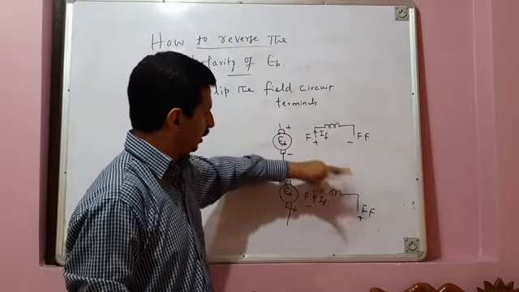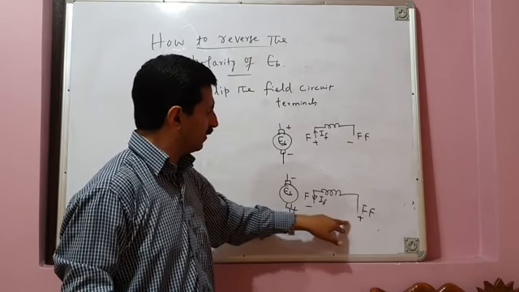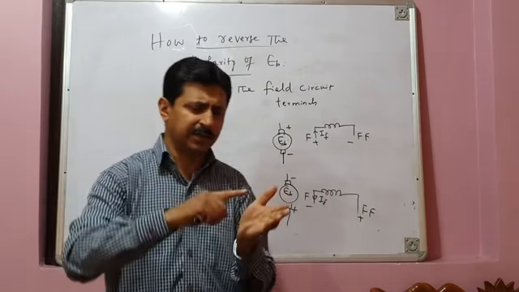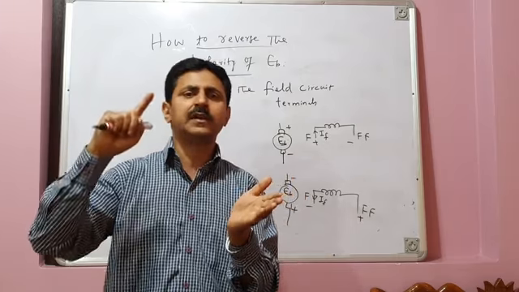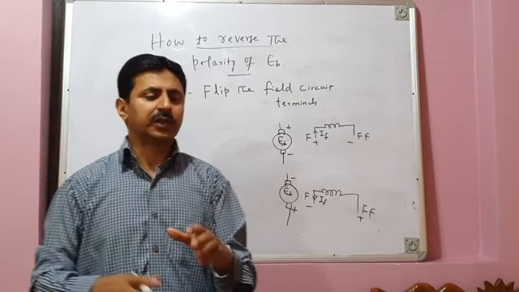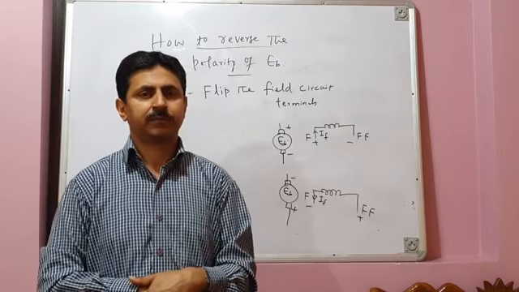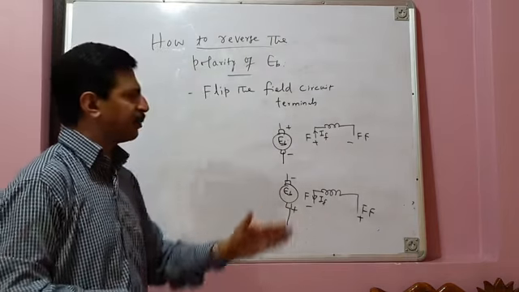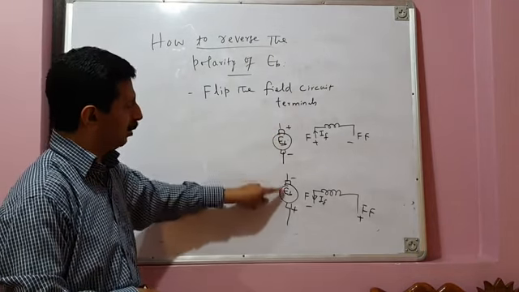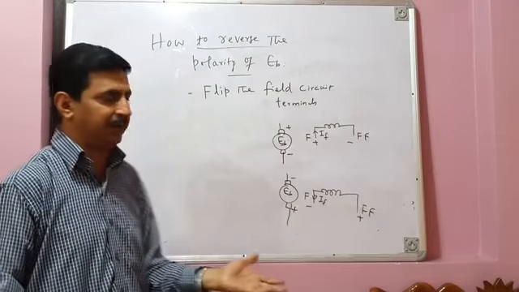And number two, when you reverse the field terminals' polarity, the field current will start flowing in the reverse direction, and field current takes time to increase to its steady state value because of the highly inductive nature of the field circuit. So the response of the drive, or the machine, will be slow or sluggish. Therefore, flipping the field circuit terminals is not a practical way of reversing the polarity of back EMF.